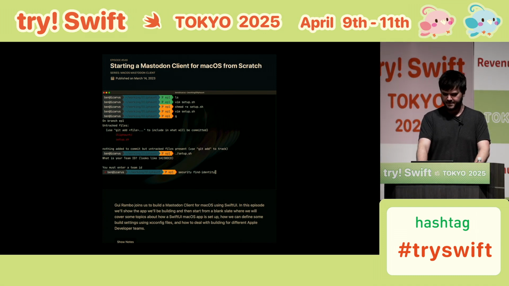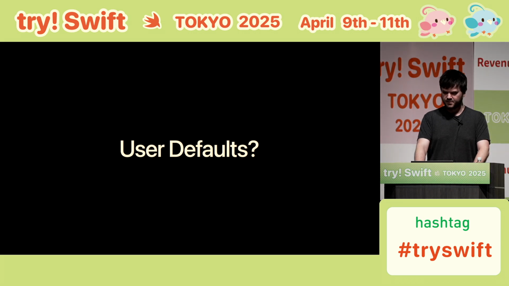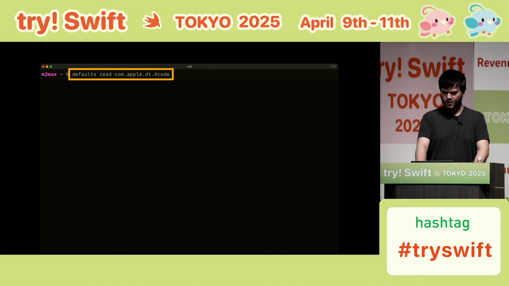And I was trying to find ways to figure out developer team IDs the user had on their Mac. As some of you may know, it's possible to read and write the user defaults for any app on macOS using the defaults command. So I ran defaults read com.apple.dt.xcode, searched for my developer team ID, and found it.